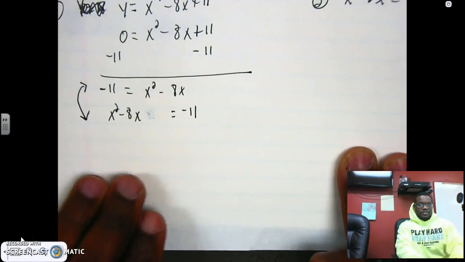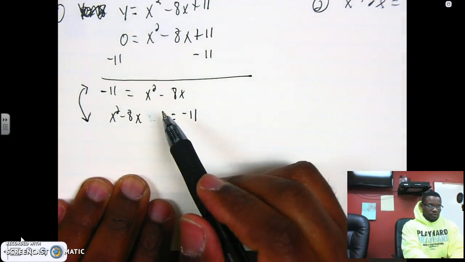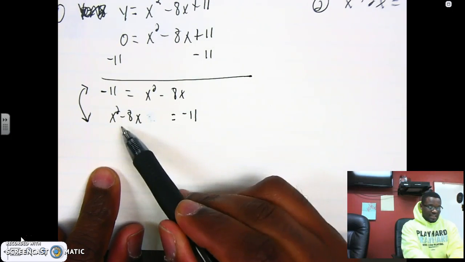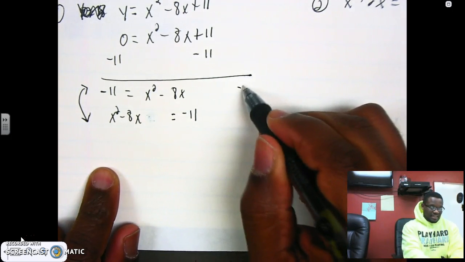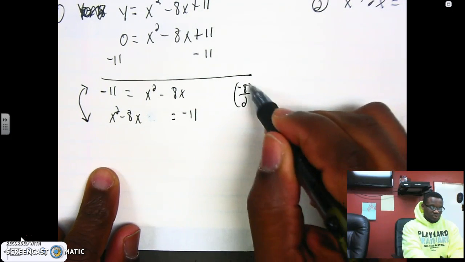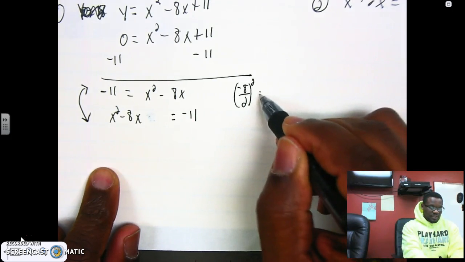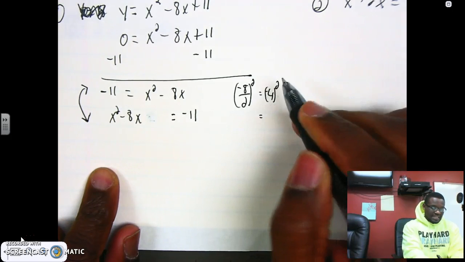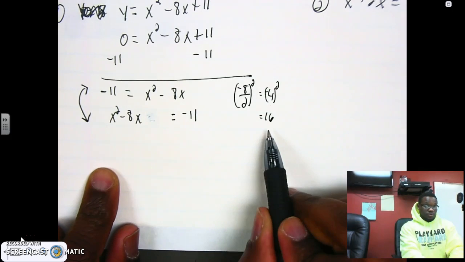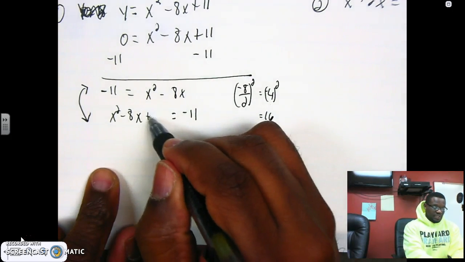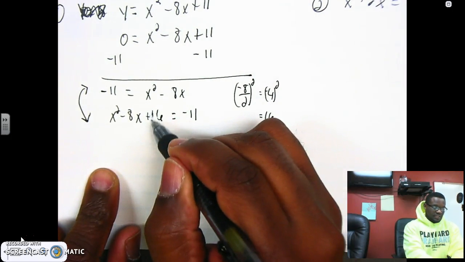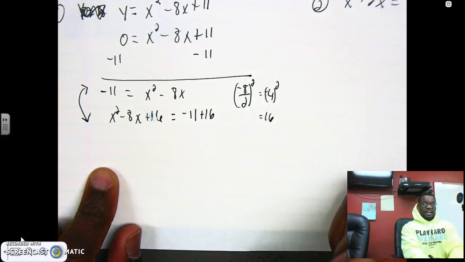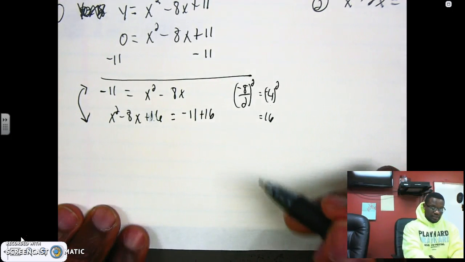Keeping with this version here, the rule says after you do that, you take b, which in this case is negative 8, and you go off to the side of your paper and write negative 8 divided by 2, and then you square that. That's going to equal negative 4, and negative 4 squared is 16. What you do with that number is add it to both sides of your equation, on this side and on this side. All right, I'm showing you what the instruction said.